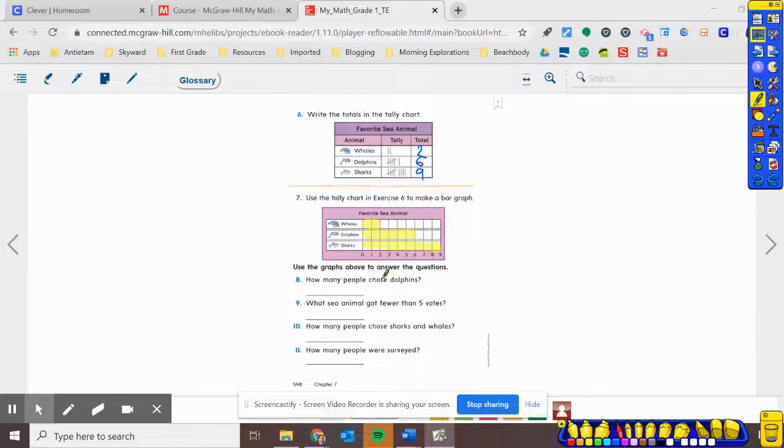Number 8, how many people chose dolphins? Well, let's look back up here at our totals. How many people? 6. Let's write it on our line. Number 9 says, what sea animal got fewer or less than 5 votes? So again, I'm going to come back up here and look at my totals. Which one got less than 5 votes? I see 2 is less than 5, so whales.